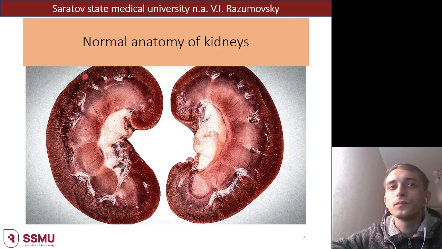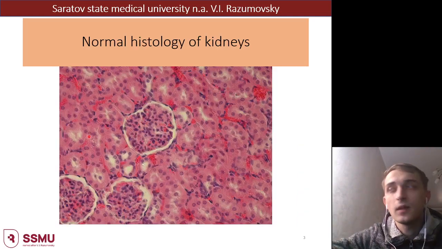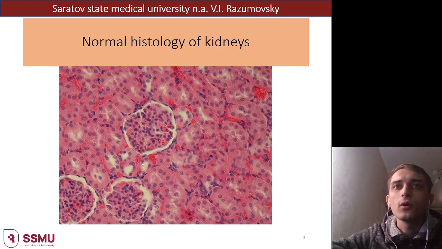In the cortex, we may see accumulation of tubes and glomeruli. And the most important functions will be realized in this part of the kidney. And the second part is the medullary part of the kidney, and sometimes we call it pyramids because they form pyramidal structures. On this slide we may see the most important histological components of the cortex layer of the kidney.